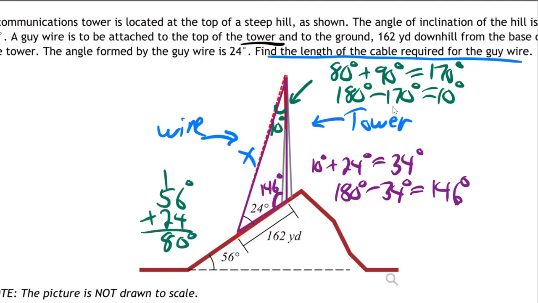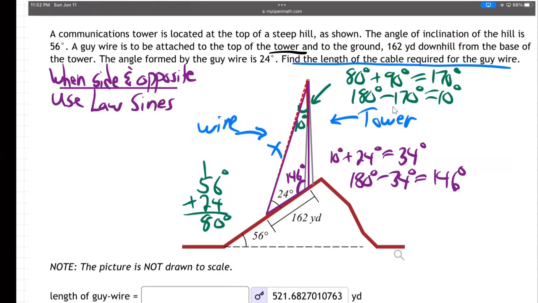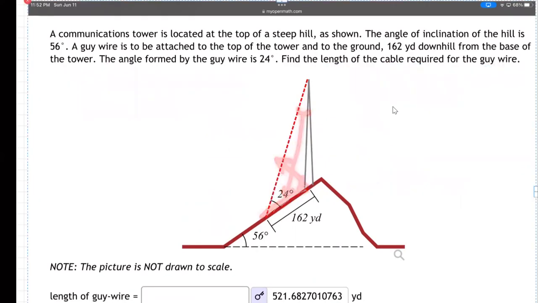When can we? So let me write it up here to be super clear. When you have a side and opposite angle, use law of sines. So that's the deal. Whenever you have a side and the opposite angle, use the law of sines. And I have 10 degrees as the angle and the side opposite, 162, and then I can match that up with these two, and I can find my x. You see.